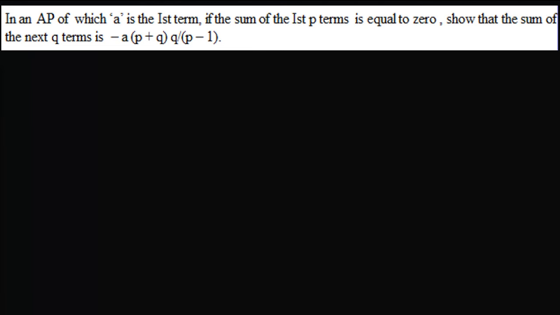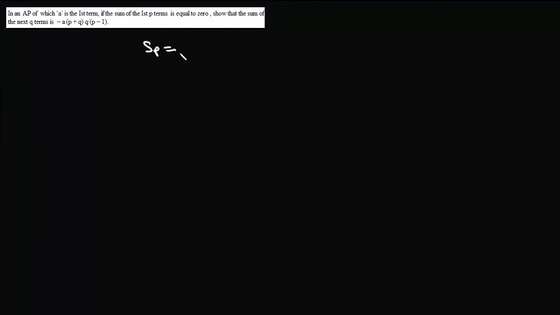Now here the question is, in an AP of which a is the first term, if the sum of the first p terms is equal to 0, then show that the sum of the next q terms is this value. So we have to find the sum of the next q terms. What we can do is find S_(p plus q) minus S_p to find the sum of the next q terms. Now essentially S_p is 0, so it is nothing but S_(p plus q).